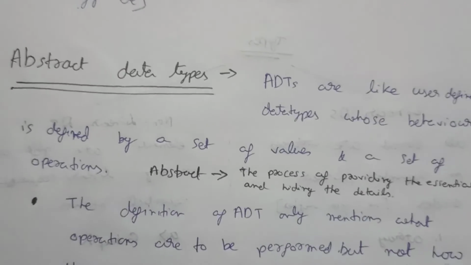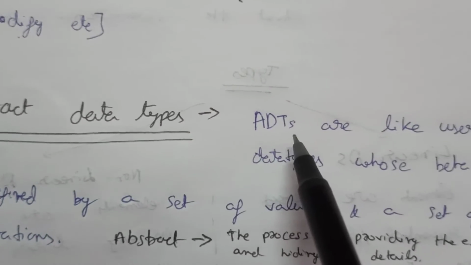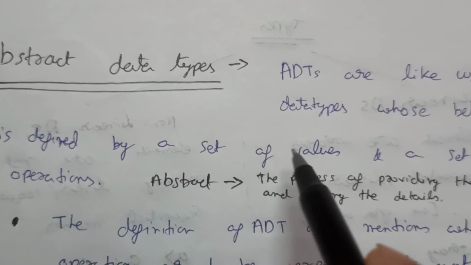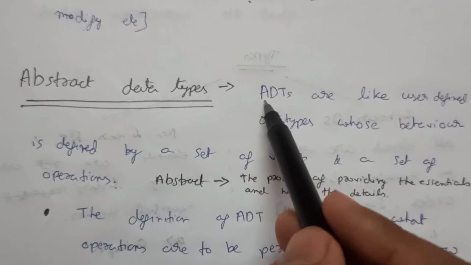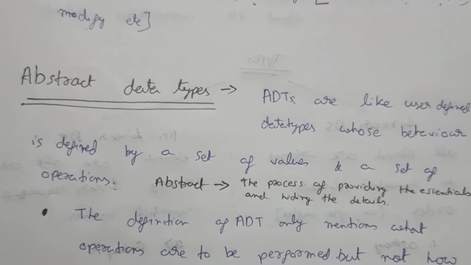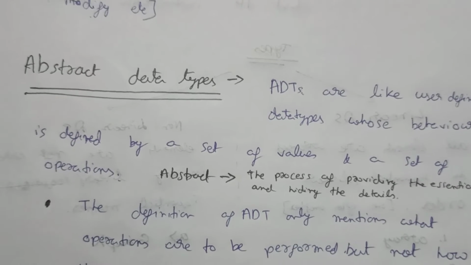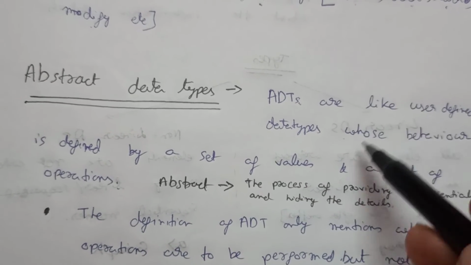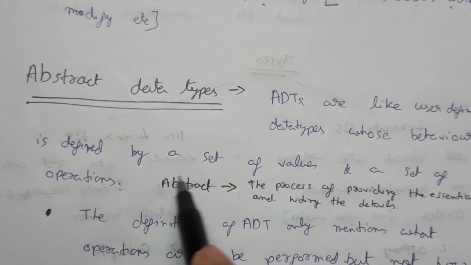So now we will be moving towards another topic, that is abstract data type. So what is abstract data type? Abstract data types or ADTs are like user defined data types whose behavior is defined by a set of values and a set of operations. User defined data types we have done already in our C course, like structures and things like that. So the behavior of these user defined data types is defined by a set of values and a set of operations.